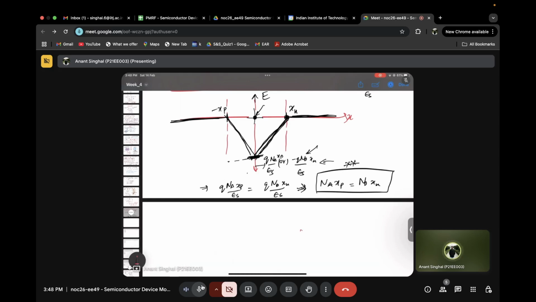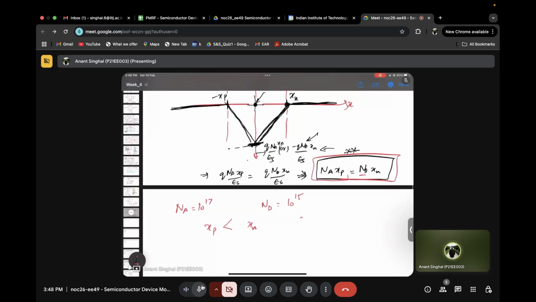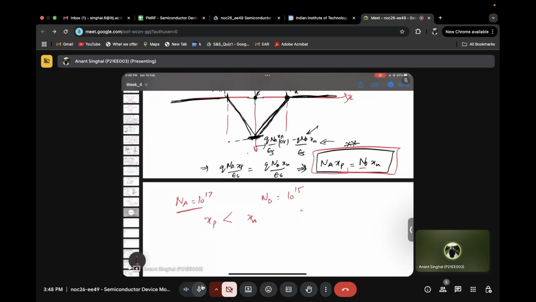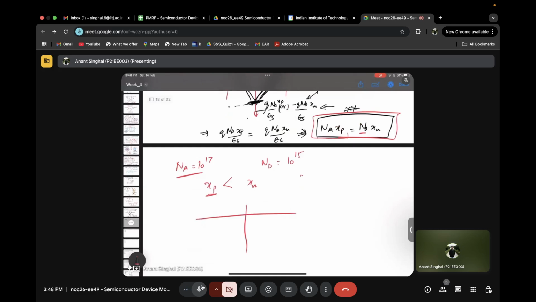So whichever side has a higher doping. For example, let's say Na is 10 raised to power 17, Nd is equal to 10 raised to power 15. So which one would be bigger, xp or xn? Can you comment using this relation? So xn would be greater, right? Because we have two orders lower. So you need to always see that whichever side has a higher doping, the depletion region would be smaller on that side. For example, let's say this is the P side which is 10 to the 17, this is 10 to the 15. So the depletion region would be smaller here and greater on this side. So this would be the depletion region. Is it clear to everyone? Minus xp and this would be xn.